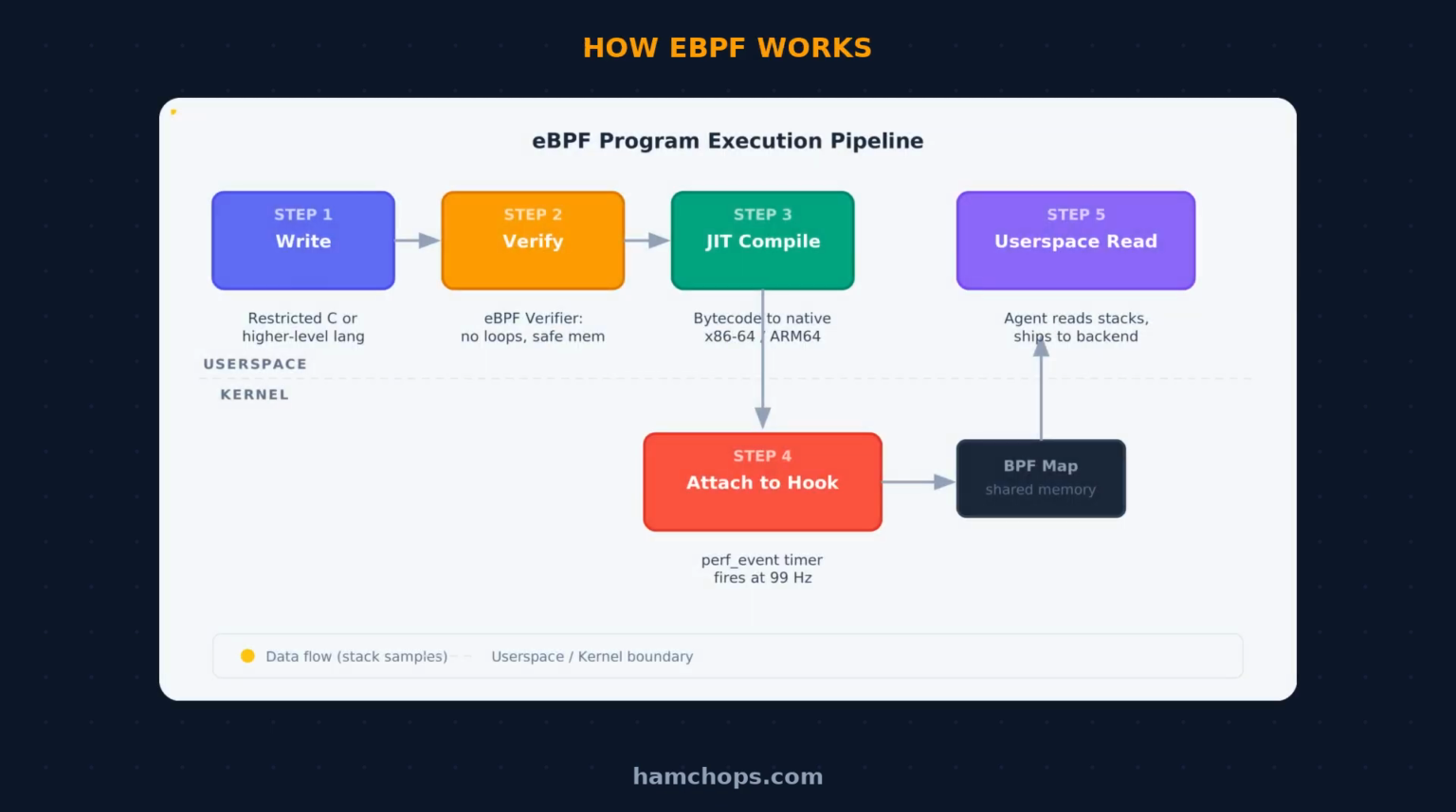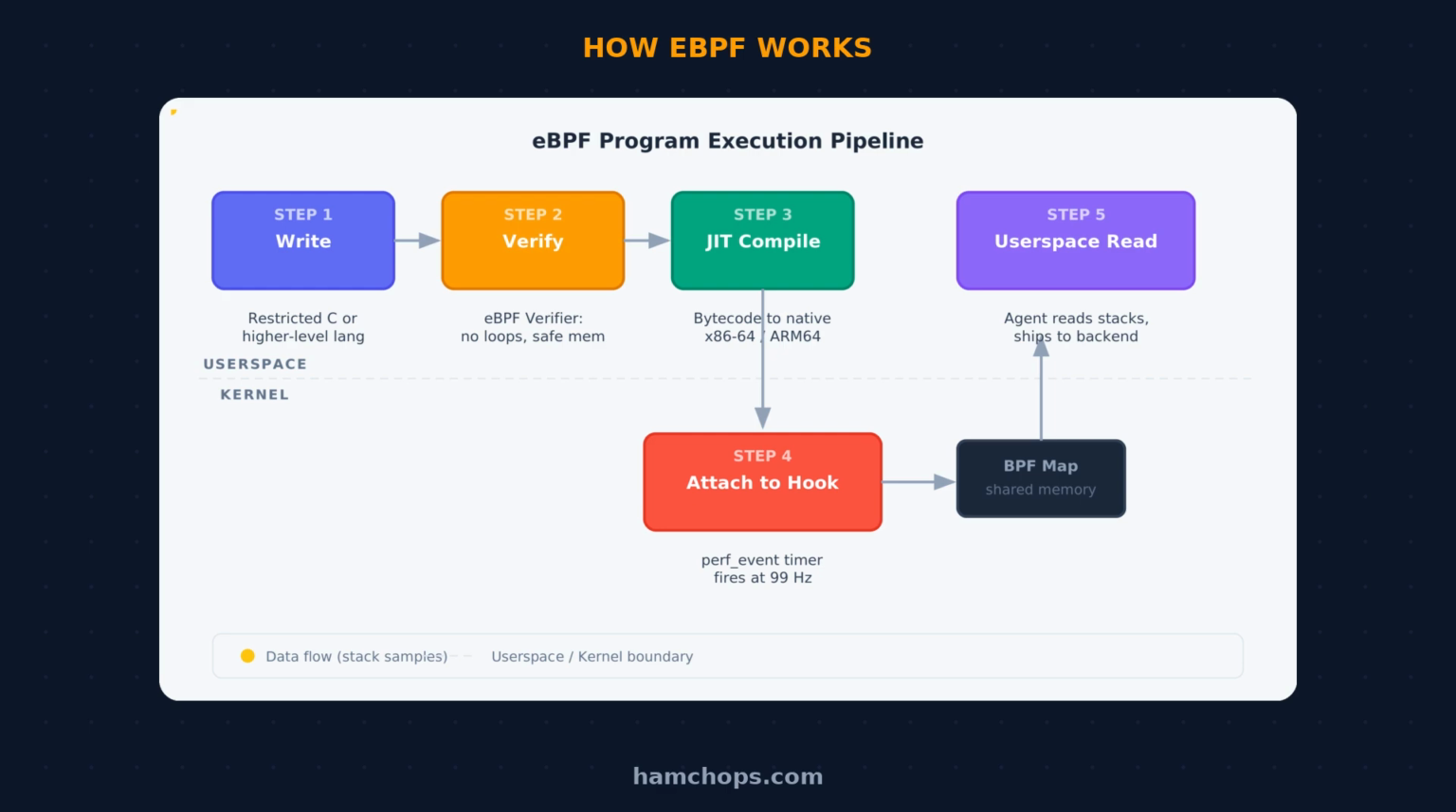Here's how it actually works. You write a small program in a restricted subset of C. The kernel passes it through a verifier, a static analysis engine that checks for infinite loops, illegal memory access, and unsafe calls. If verification fails, the program is rejected. If it passes, the kernel JIT compiles your bytecode to native machine code. Then it attaches your program to a hook.